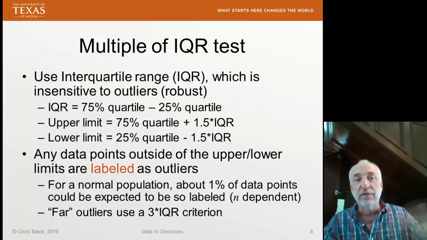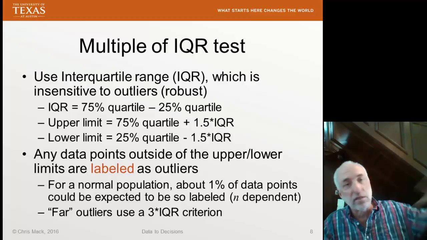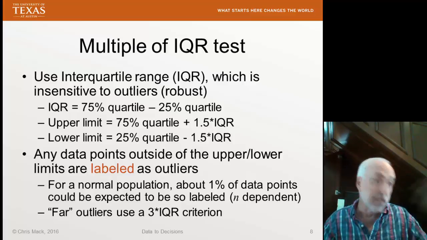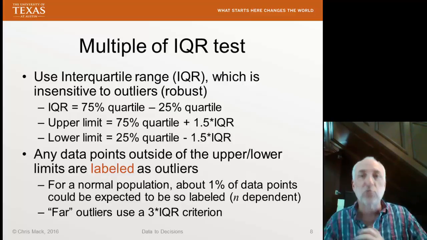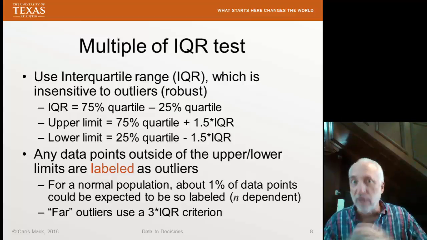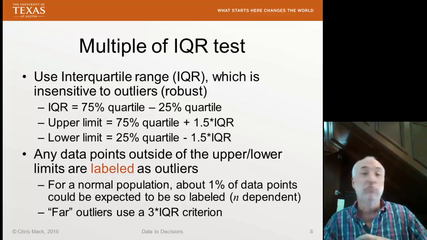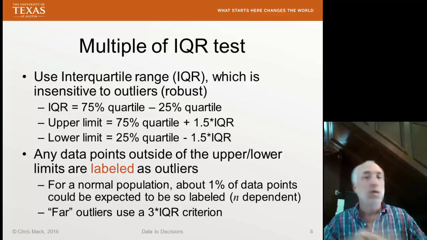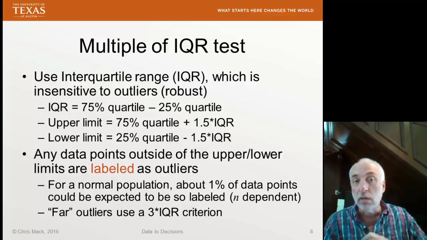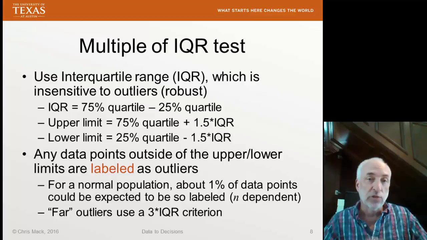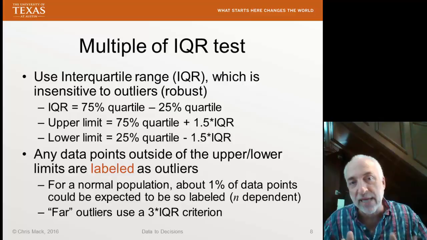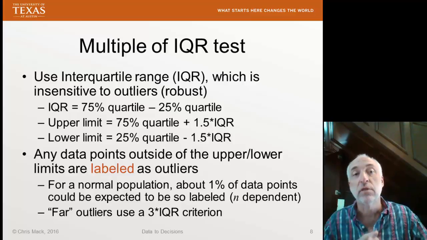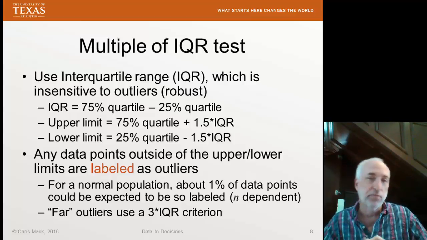Quartiles are robust. The 75th quartile is insensitive to the 25% of the data that's larger than it. The 25th quartile is insensitive to how small the smallest data points are, 25% of them. So you can have a lot of bad data points or outliers, and it won't affect your IQR very much. So the interquartile range is a robust measure of the spread in your data that is insensitive to a few outliers, quite a few outliers actually.